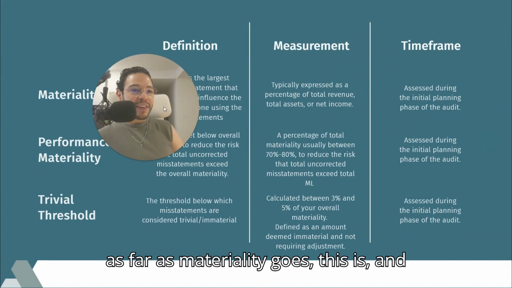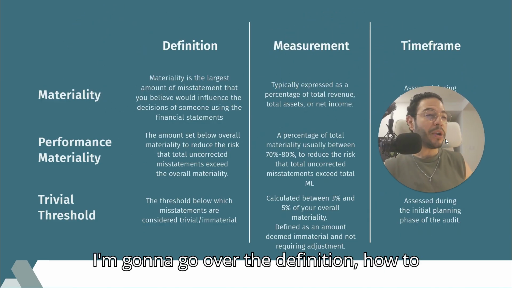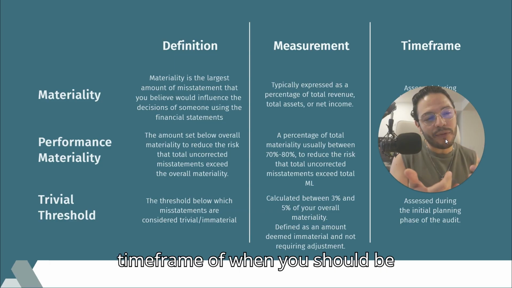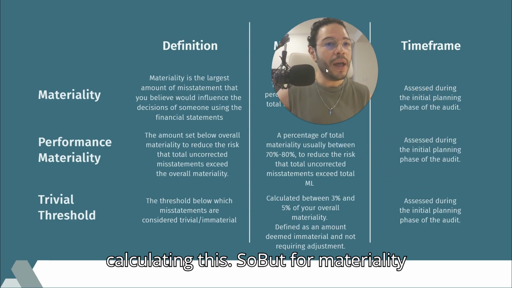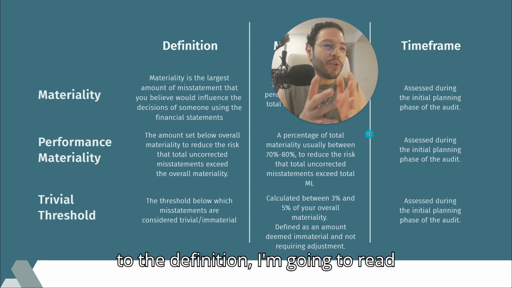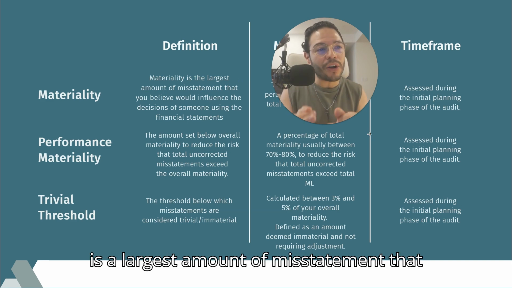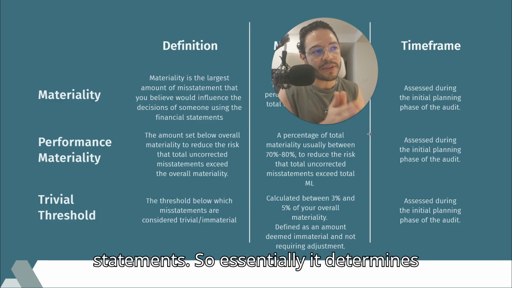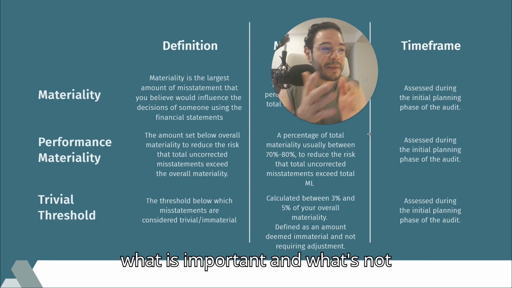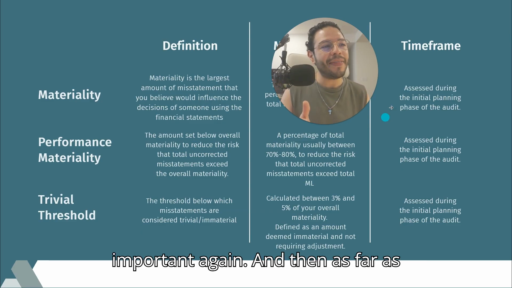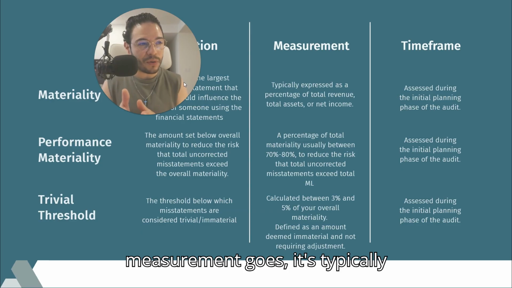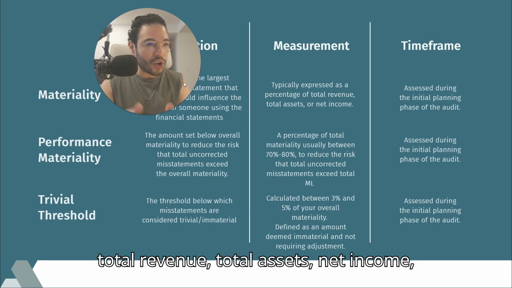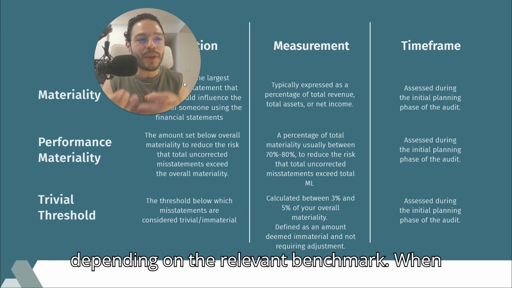All right, so as far as materiality goes, I'm going to go over the definition, how to measure it typically, and the time frame of when you should be calculating this. So for materiality, to the definition, I'm going to read straight from the slide here. Materiality is the largest amount of misstatement that you believe would influence the decisions of someone using the financial statement. So essentially, it determines what is important and what's not important. Again, as far as measurement goes, it's typically expressed as a percentage of total revenue, total assets, net income, depending on the relevant benchmark.